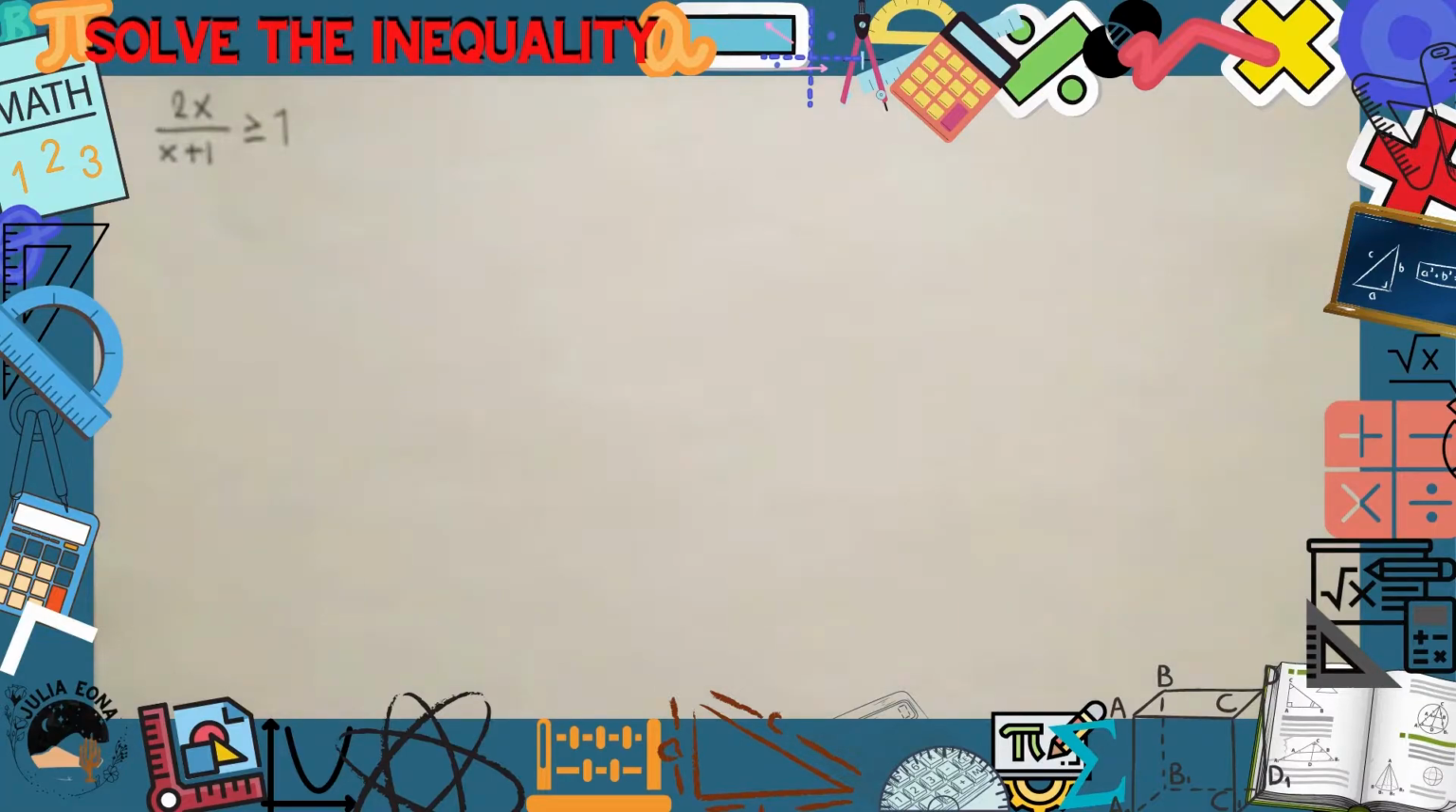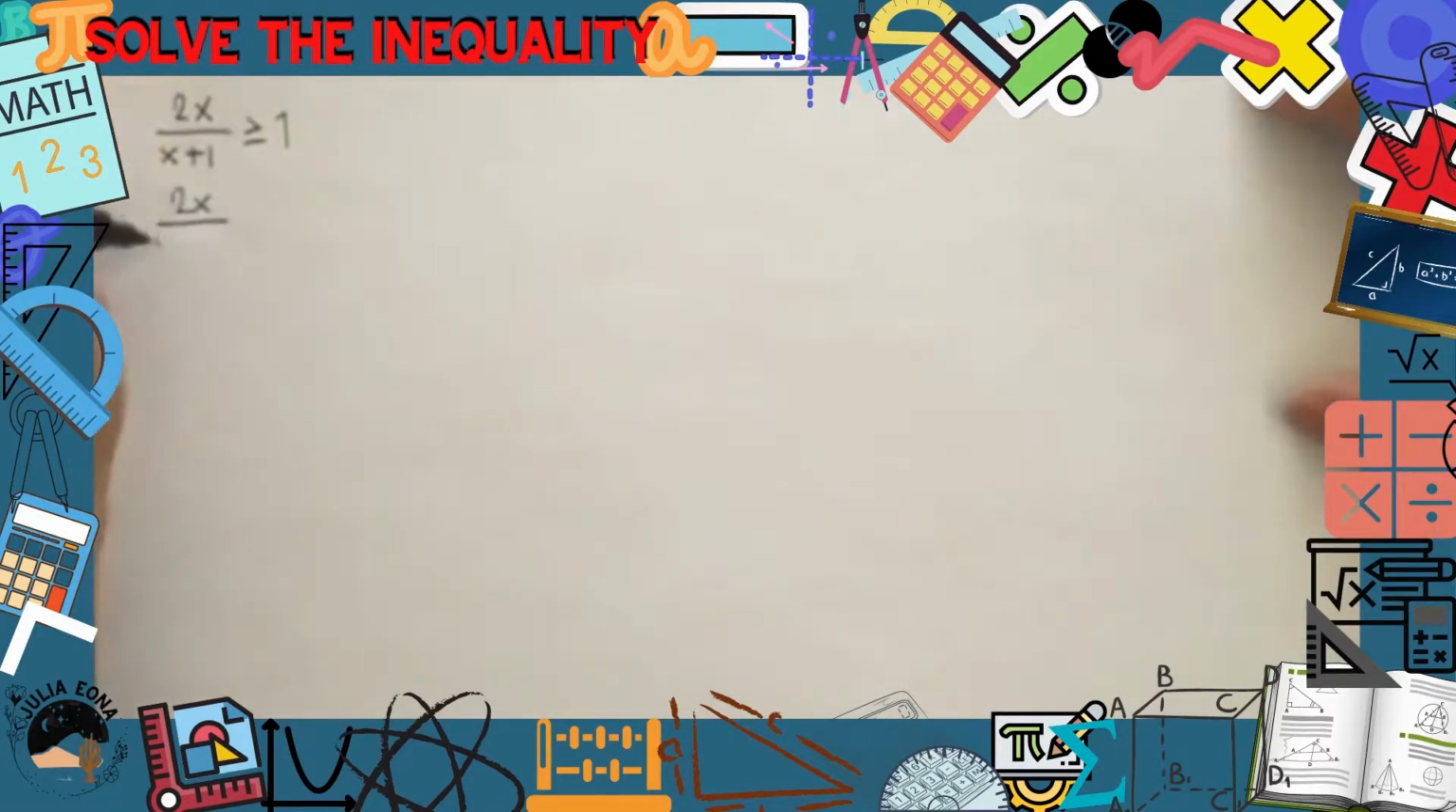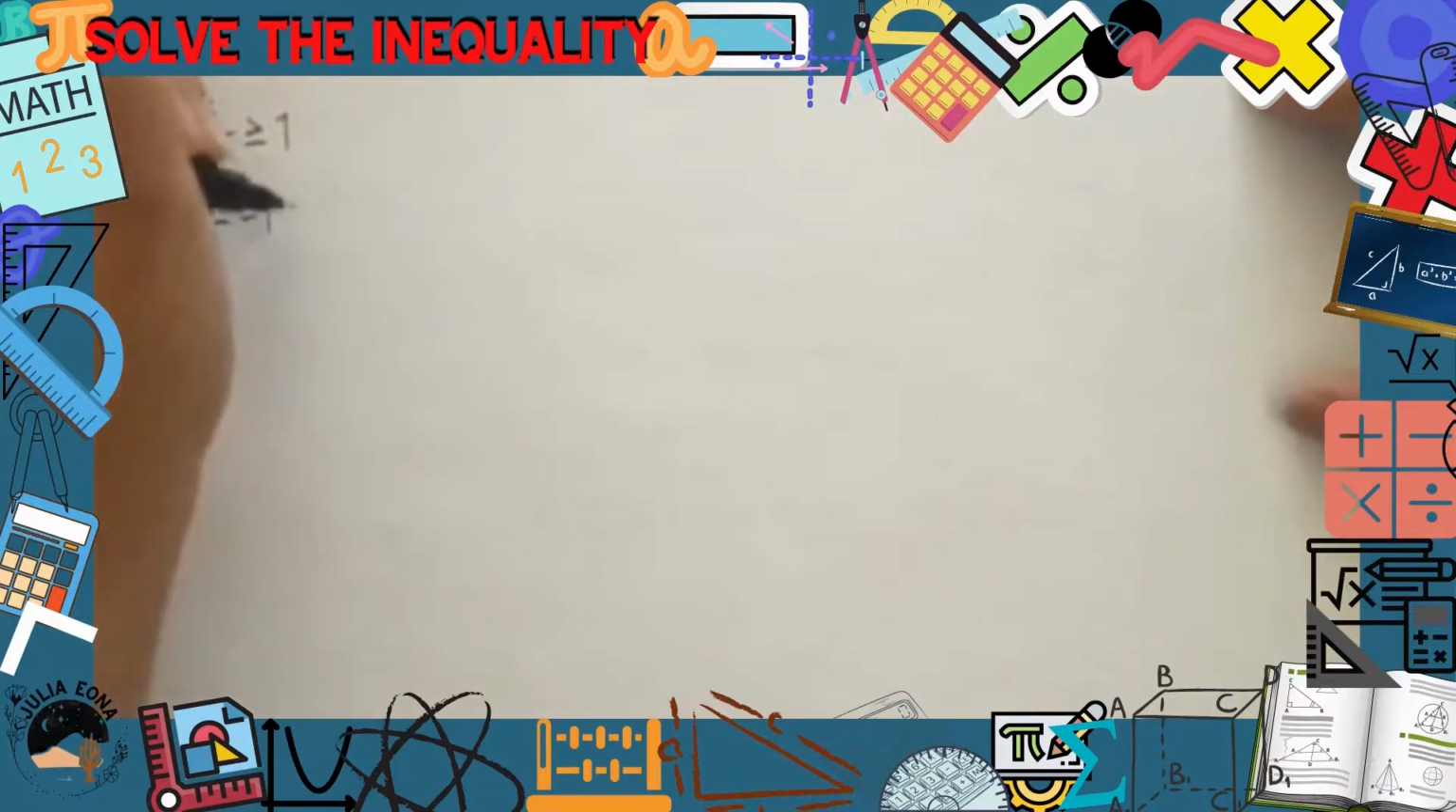So the first step that we're going to do is to rewrite the inequality as a single rational expression on one side of the inequality symbol and 0 on the other side. So let's move 1 to the other side of the inequality, and let us write the inequality as a single rational expression. So we're going to have 2x over x plus 1 minus 1 greater than or equal to 0.